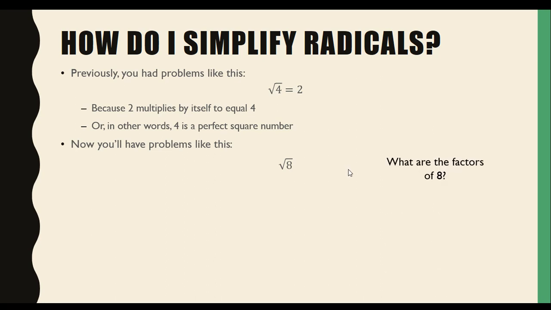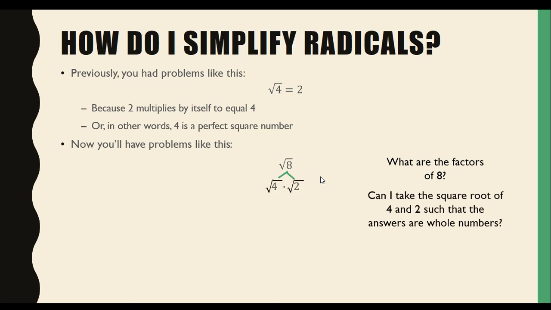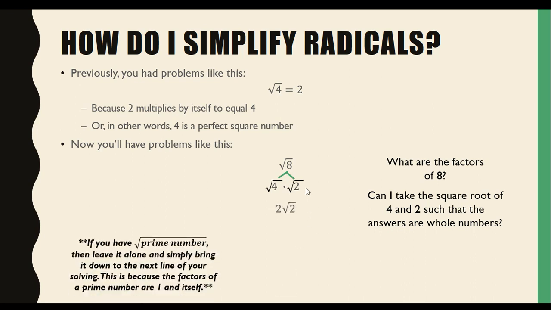Okay, so we ask ourselves, what are the factors of 8? Well, 4 and 2. We then take the square root of 4 and 2 and ask ourselves, are the answers whole numbers? In other words, can I solve these? Yes, the square root of 4 is 2, but the square root of 2, that's not a perfect square number either. It's only divisible by 1 and itself. Its only factors are 1 and itself. So we're just going to bring it down to the next line.